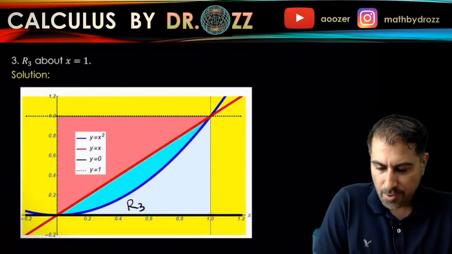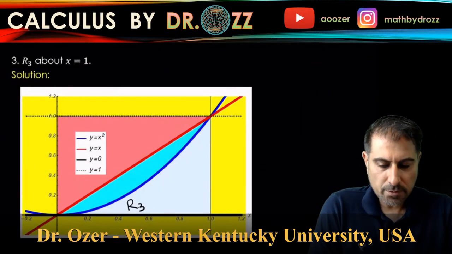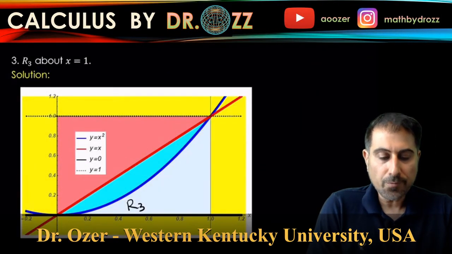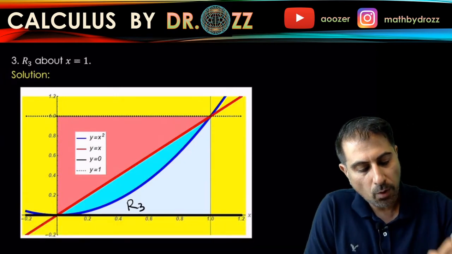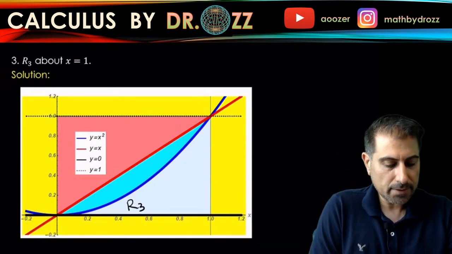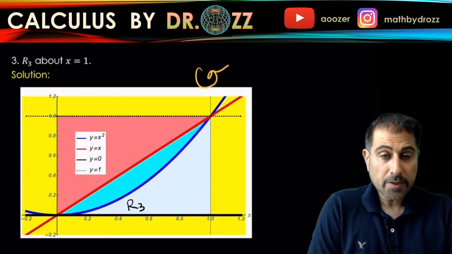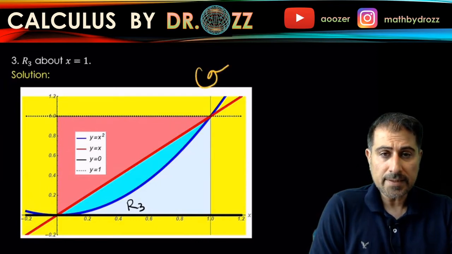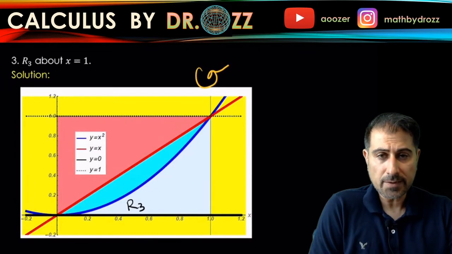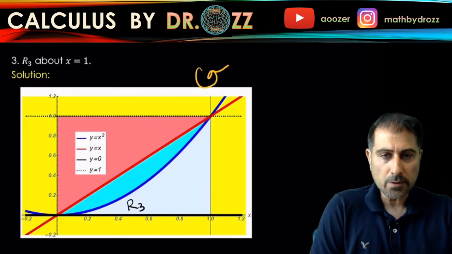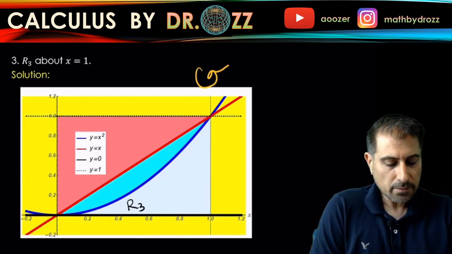All right, we're in the third part of this question. So we're going to revolve R3 about the x equals 1 line. Here we go, that's x equals 1. So x equals 1 is a vertical line. So we're going to have slices perpendicular to that line.